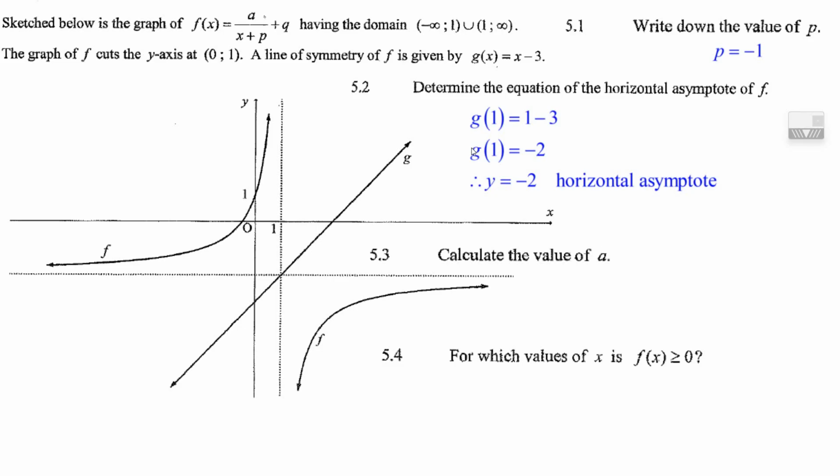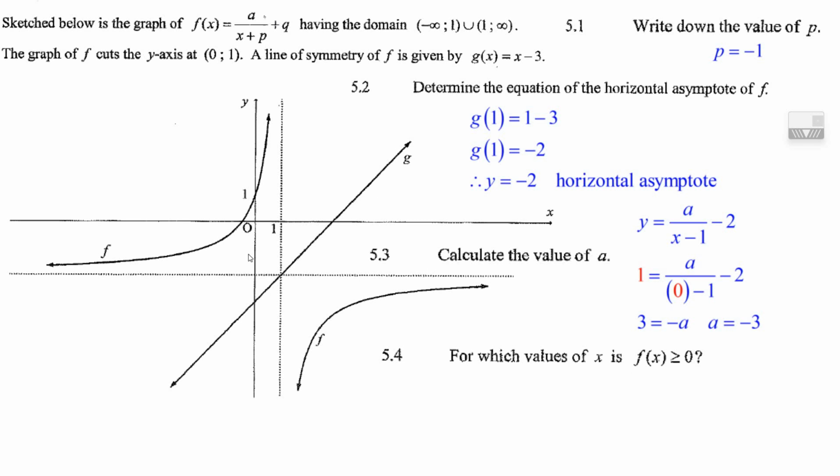What about A? Well, now we know that p is minus 1. We know that q is minus 2. We've got a formula, and all we do is sub in the point 0 and 1 that they gave us. And that'll be minus 1. We're going to add 2 there. We're going to get 3 equals A divided by negative 1, which is minus A. So A must be minus 3. Now we've got the whole formula. We know A is minus 3.